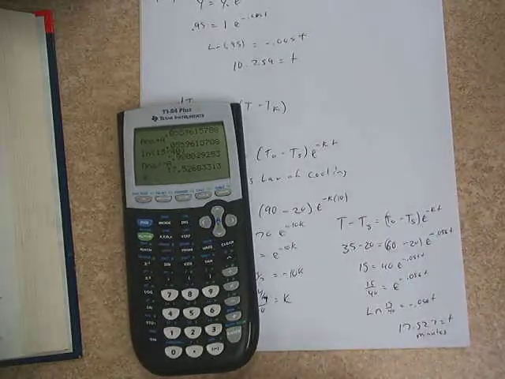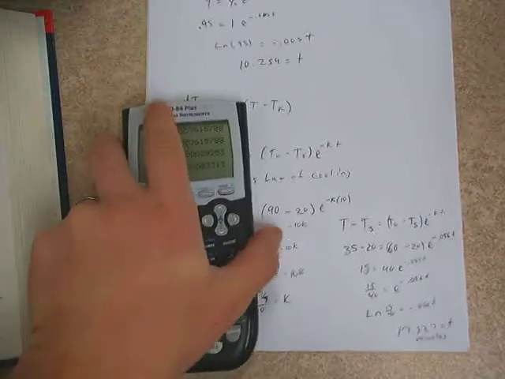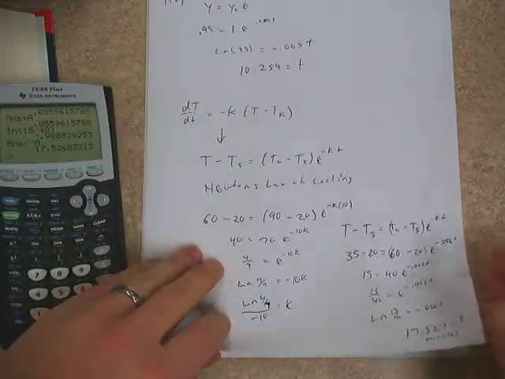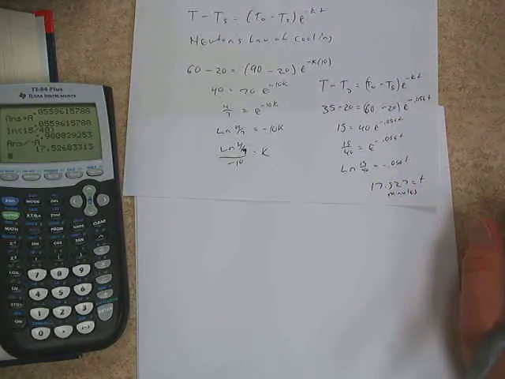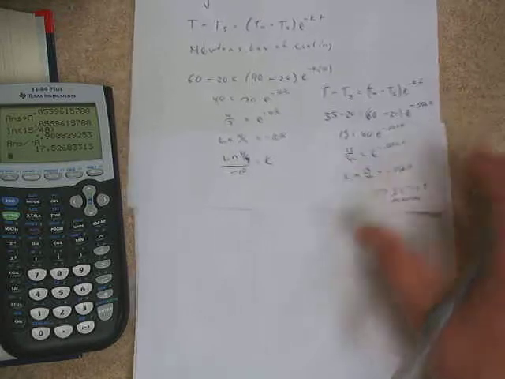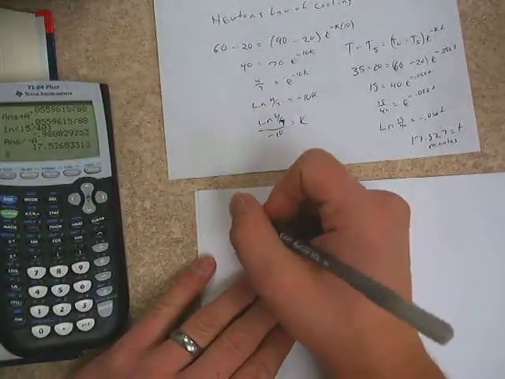And so final calculation then, if we do our natural log, 15 divided by 40, and then divide that by what we stored in A, and actually we need to make that negative. And we get 17.527, and again, keep in mind this is the time, and the units are minutes. So ultimately it would take 17.527 more minutes to cool from 60 to 35.